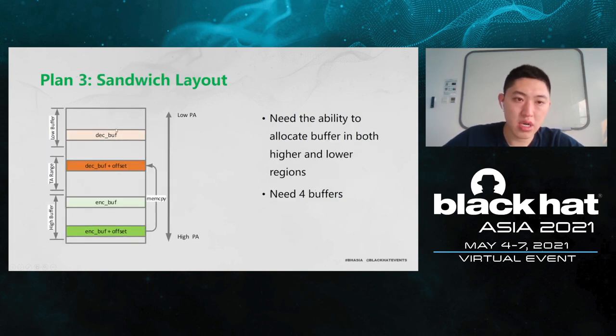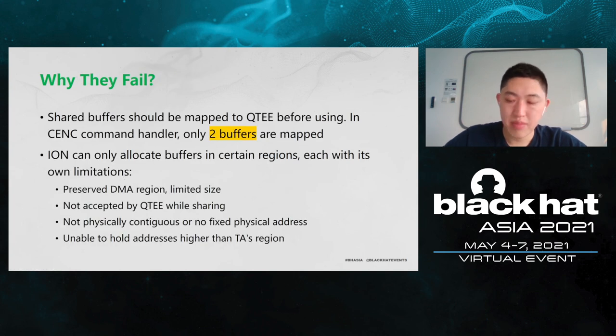And then the sandwich layout will put the TA between the encryption buffer and the decryption buffer, and the memcopy will happen this way. But it may need about 3 or 4 buffers. All of these plans have failed. But why? Firstly, we use the CNC command, which has a vulnerability, and the buffers should get mapped to the QTEE before they get used. Well, the CNC command will only register up to 2 buffers.